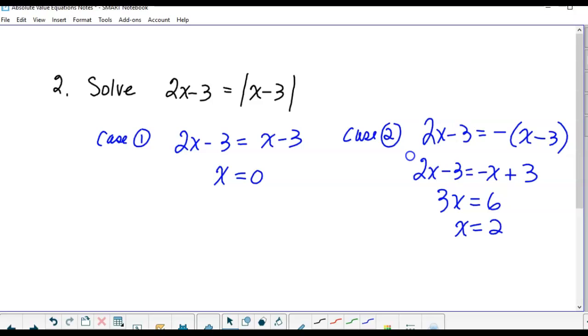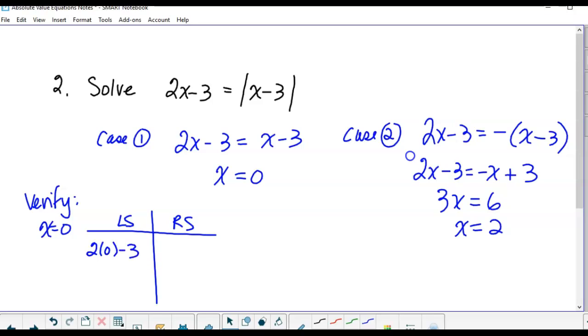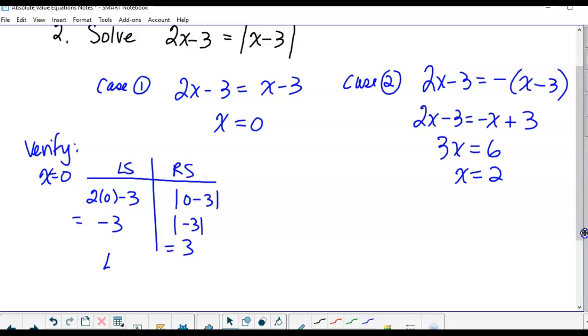Okay, and then verify algebraically. You can kind of do it in your head, but on a test, if it's in written response, you're going to need to verify. So this first would be x equals 0. And you see that you're going to get negative 3 there. You're going to get 3 on the right. Those are not equal. Okay, so this would be extraneous.